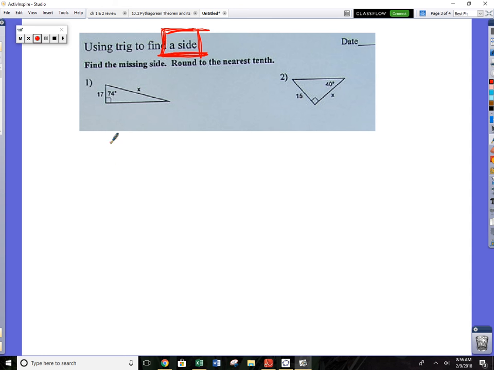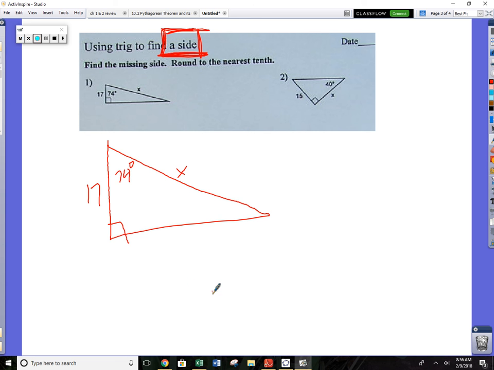Number 1, I'm going to draw it a little bit bigger. They give you a triangle that's got a 90, and they tell you that it's 17 tall, and that this angle is 74 degrees. And they want you to find the missing side. They want you to find X.